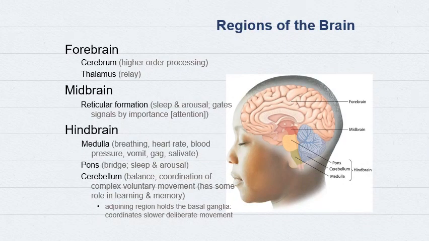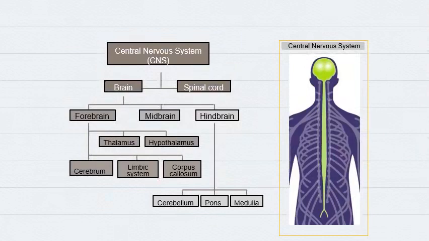Okay? Let's proceed. So ito yung ating central nervous system graph. So we can see here, ito yung mga major parts na binanggit natin kanina.